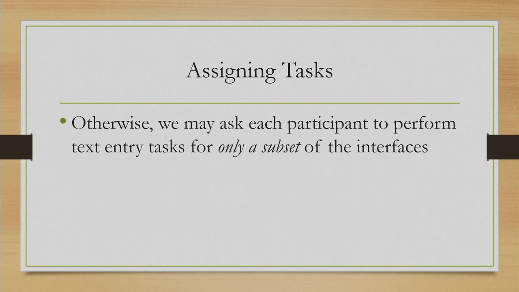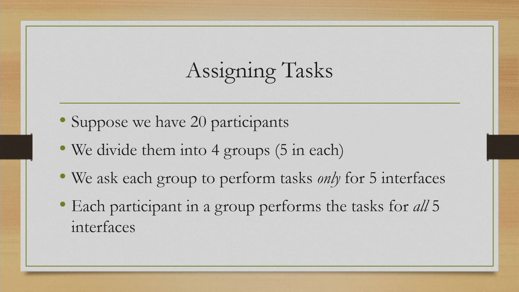Otherwise, we may ask each participant to perform text entry tasks for only a subset of the interfaces. So that is another way to do things. So not all the participants are performing for all the interfaces. A participant is performing only for a subset of the interfaces. Suppose we have 20 participants, we divide them into 4 groups. So earlier instead of 5, now we have 20 participants, we divided them into 4 groups. So 5 participants in each group.